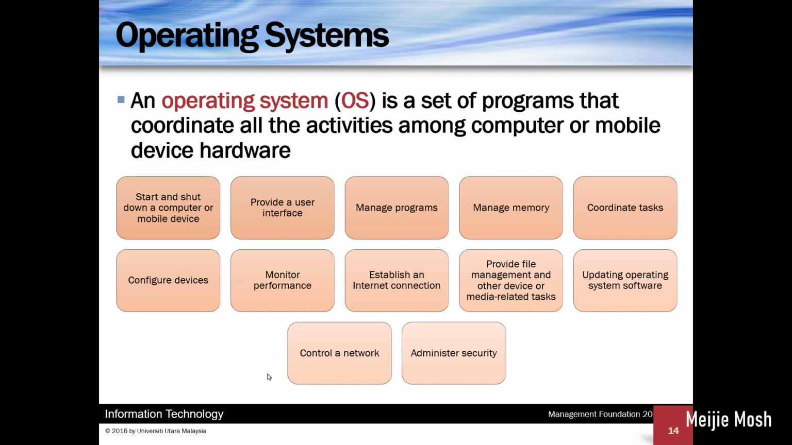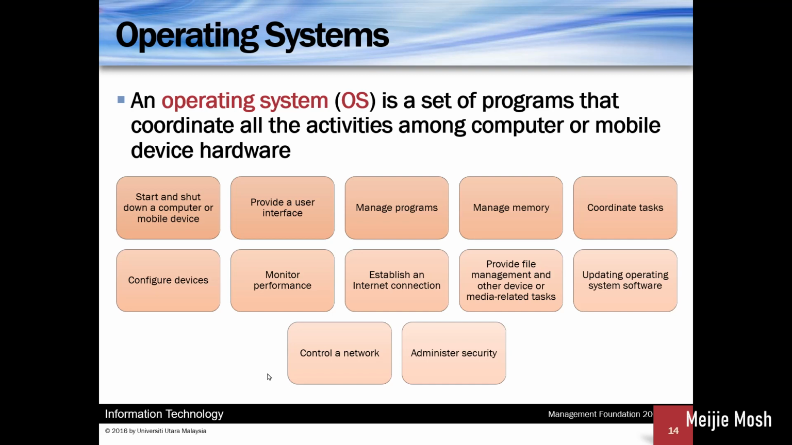Among the general functions of the operating system are to start and shut down a computer or a mobile device, provide a user interface, manage programs, manage memory, coordinate tasks, configure devices, monitor performance, establish an internet connection, provide file management and other device or media related tasks, update system software, control a network, and administer security.